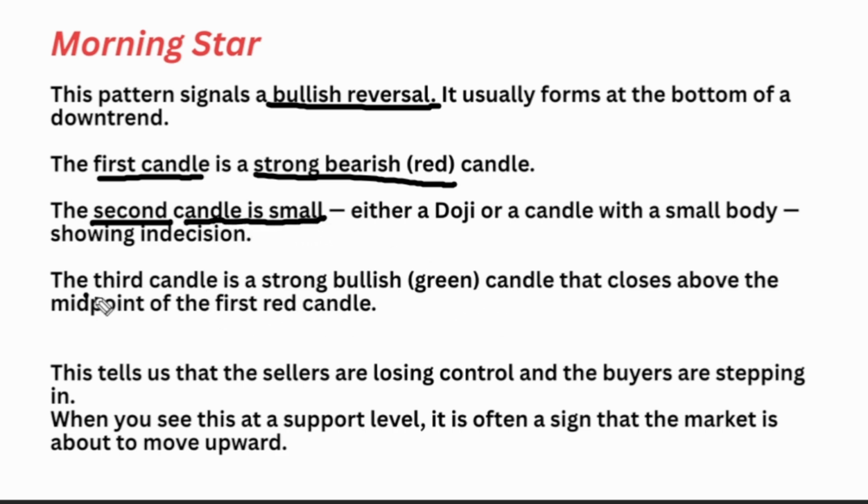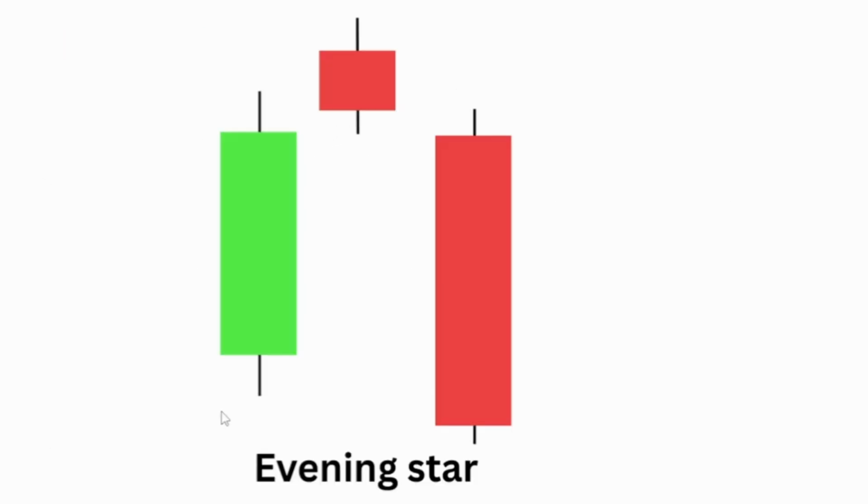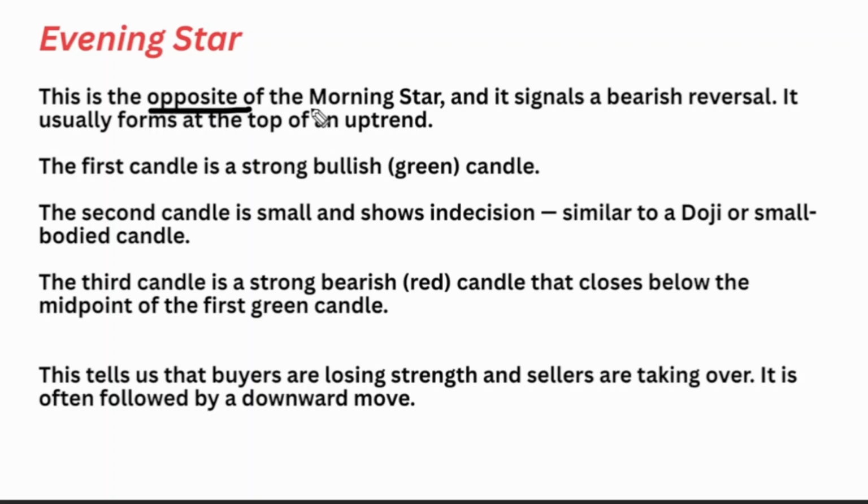The third candle is a strong bullish green candle that closes above the midpoint of the first red candle, or above the 50% level of the first red candle. This tells us that the sellers are losing and the buyers are stepping in. When you see this at the support level, it is often a sign that the market is about to move upward.